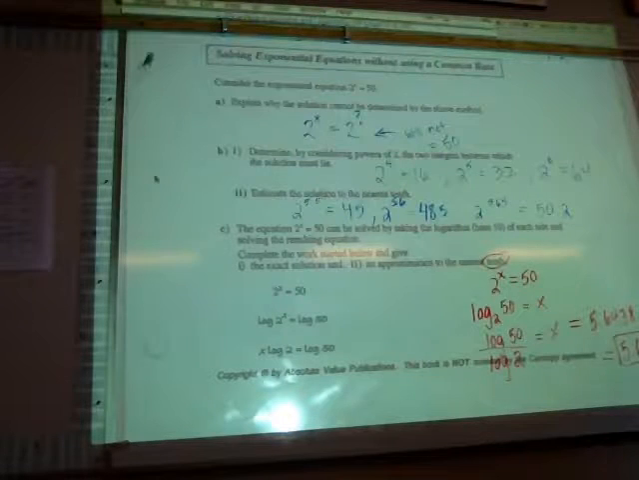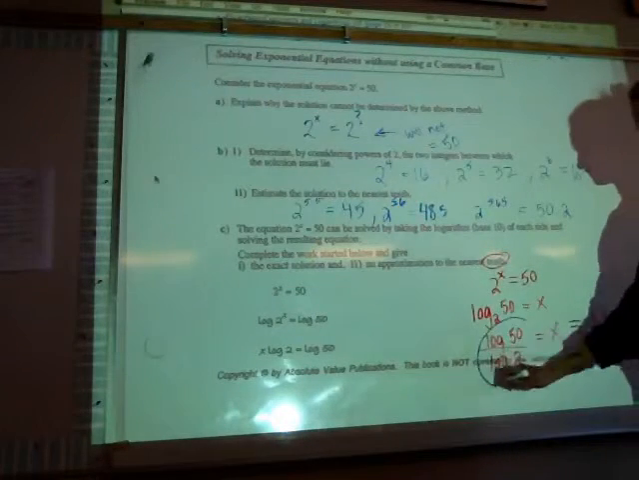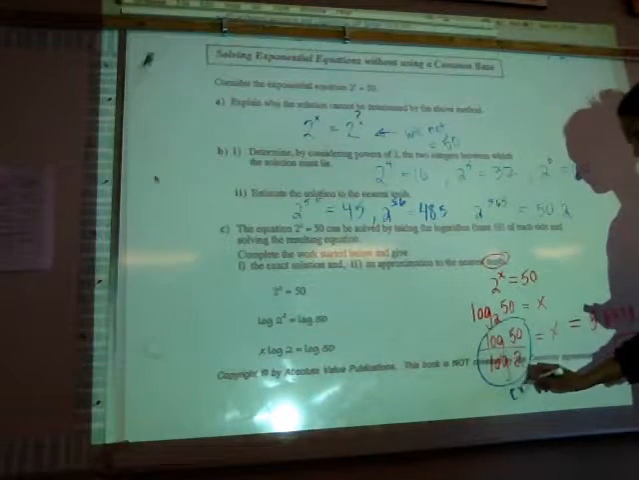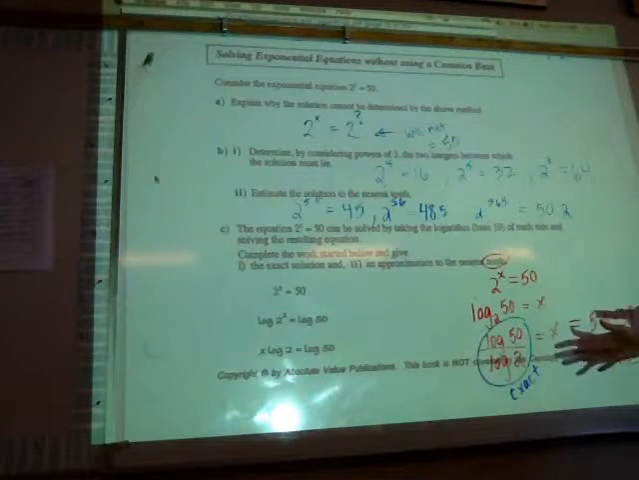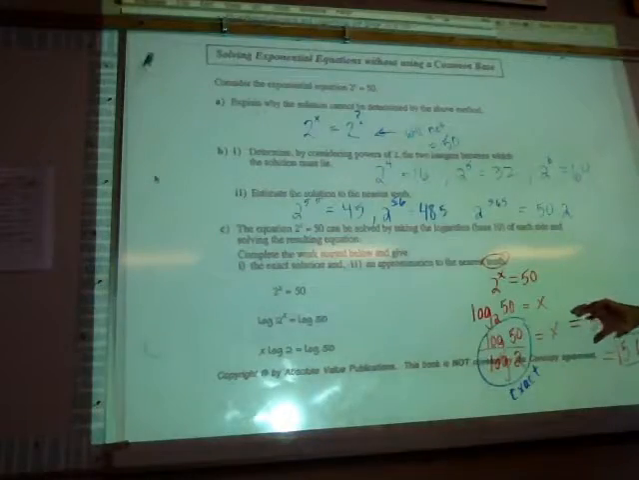Just so you guys know, if they ever ask you for an exact solution and it's logarithms, this would be your exact right here. Exact form, you can't have decimals. So you would have to leave them as a logarithm. So this is what we've learned already.